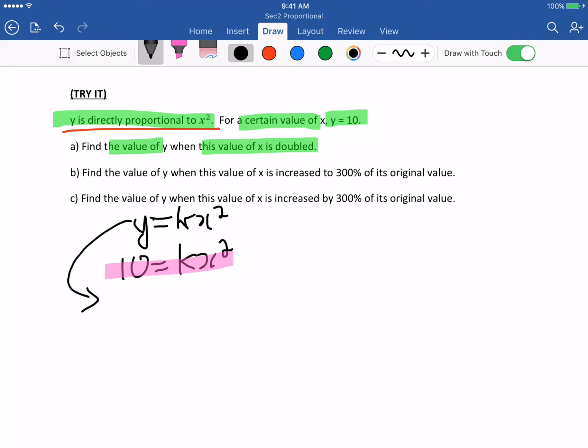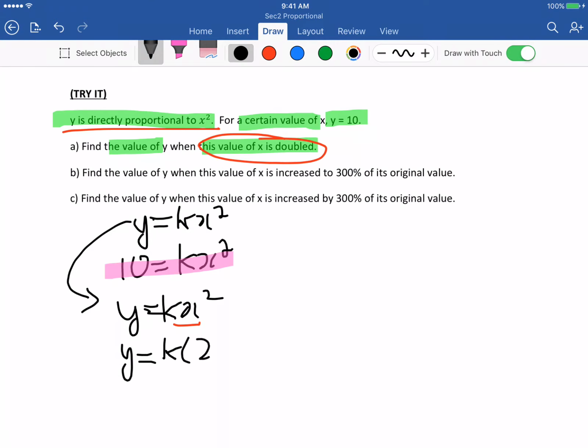We copy the equation again. So y equals to kx squared. The question says find the value of y when this value of x is being doubled. So what I need to do is actually replace this x by what? 2x. You're supposed to replace this x by 2x. So you write y equals to k bracket 2x the whole thing squared. The next step, you write y equals to k bracket 4x squared.